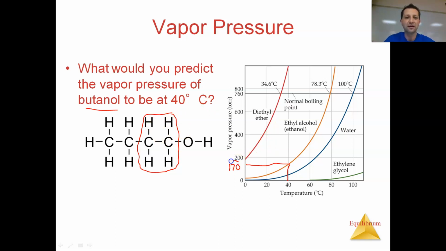So we want to compare our vapor pressure of butanol with the vapor pressure of ethanol at 40 degrees Celsius. So we said ethanol is around 170 torr at 40 Celsius. So knowing that butanol has stronger IMFs, would it be greater than or less than 170? Well, the answer is obviously less than 170 because stronger IMFs mean a lower vapor pressure, right? So the answer would be less than 170 torr for that one.